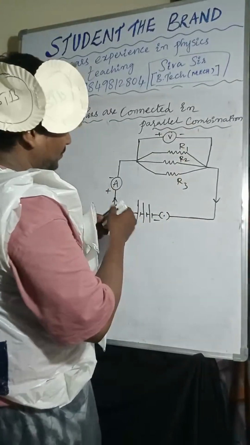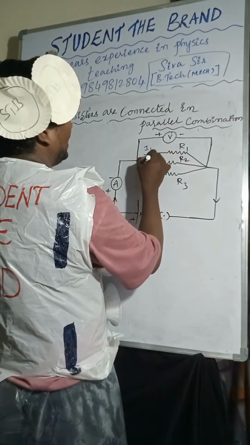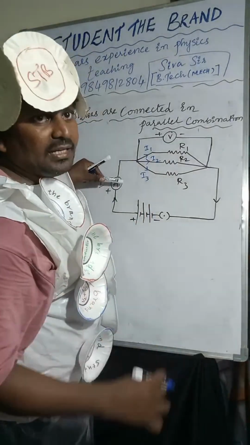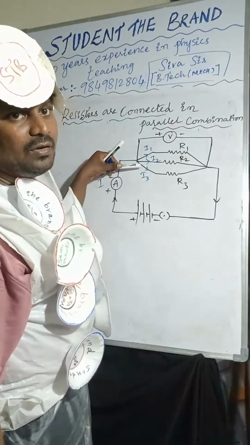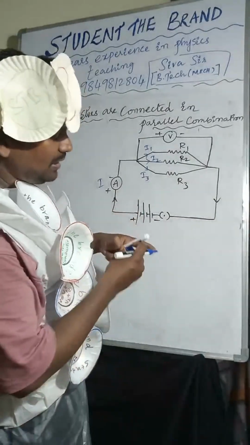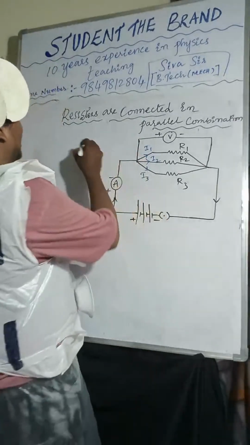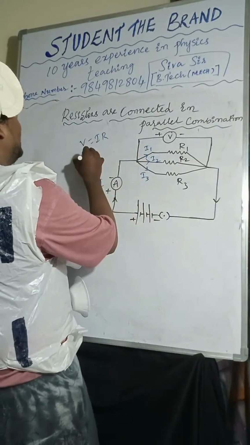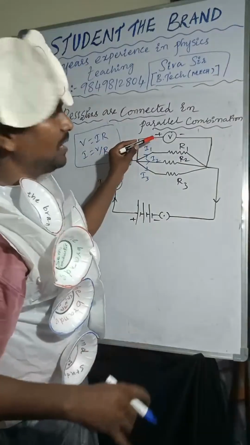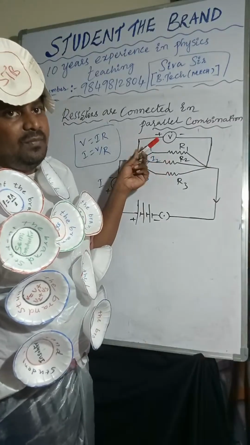Whatever the current is flowing here, that current is dividing into 3 parts, I1, I2, I3. So current is passing here. From Ohm's law, V equal to IR, I equal to V by R, because in parallel combination the potential difference across the 3 resistors is the same.